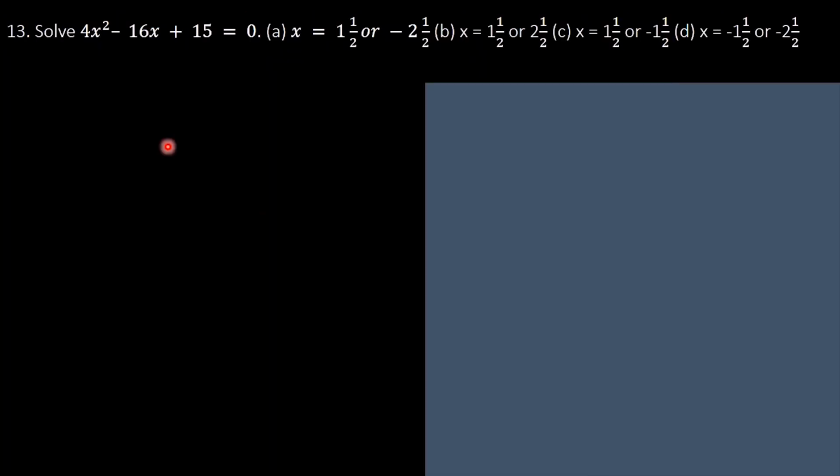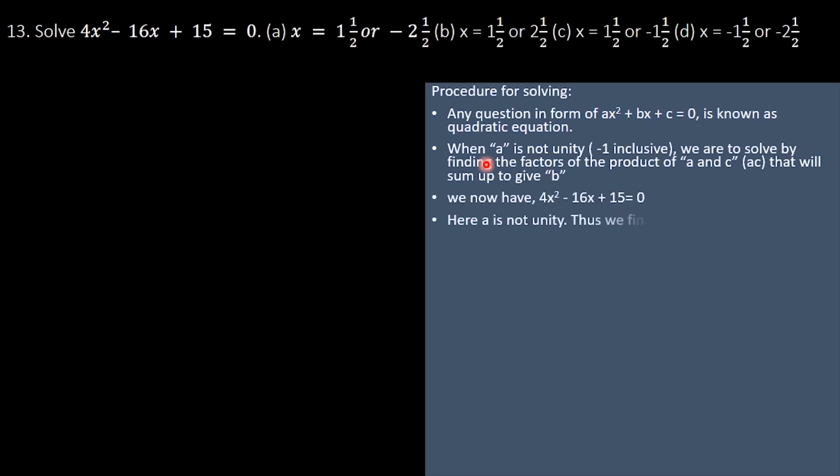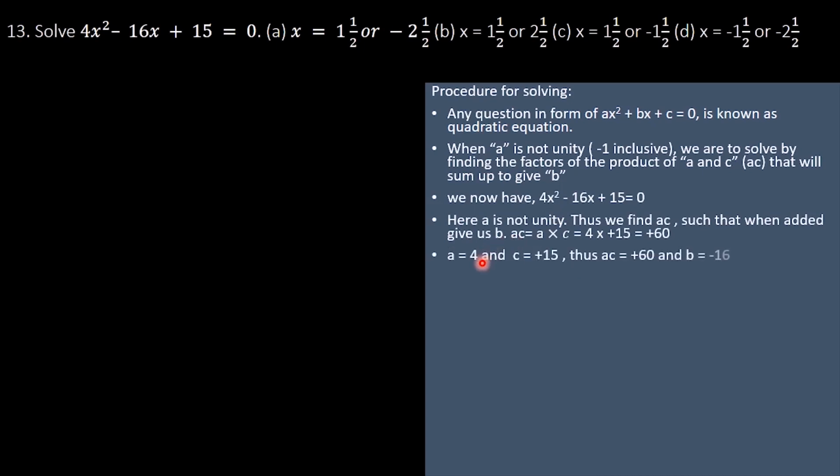Question 13. Solve 4x squared minus 16x plus 15 equals 0. Here is the procedure for solving this. When a is not unity, that is not 1 inclusive of minus 1, we have to solve by finding the factors of the product of a and c that will sum up to give b. Here a is not unity, we find ac such that when added it gives us b. Our a here is equal to 4 and our c is equal to plus 15. ac is equal to plus 60, that is 4 multiplied by plus 15, and b is equal to minus 16.